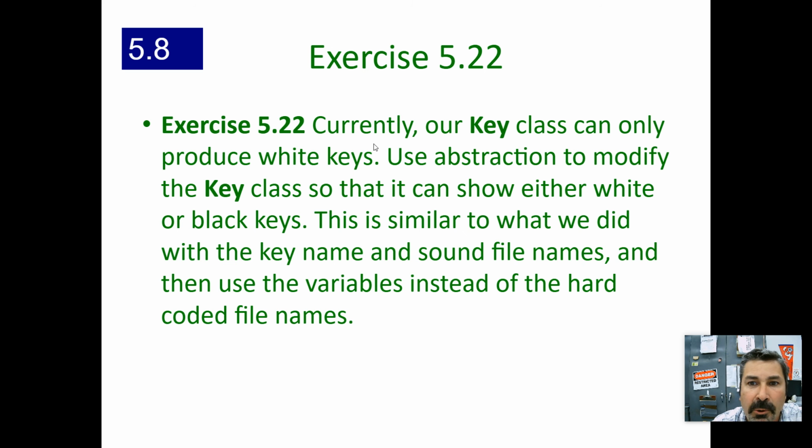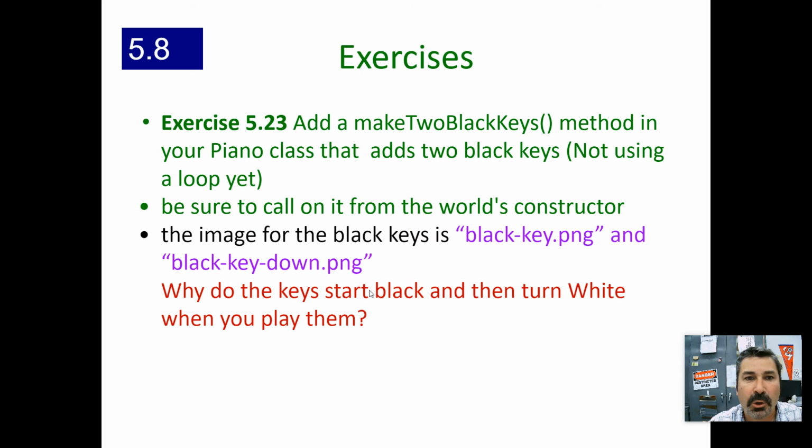Okay. Currently, our Key class can only produce white keys. Okay, so the thing that we just did, right? If you look right here, it's still white keys, but now we're getting pretty close to where we can do black keys. All right, so use abstraction to modify the Key class so that it can show either white or black keys. We just did this. This is similar to what we did with the key name and sound files. Okay, so we just did this. Now we have to use it.